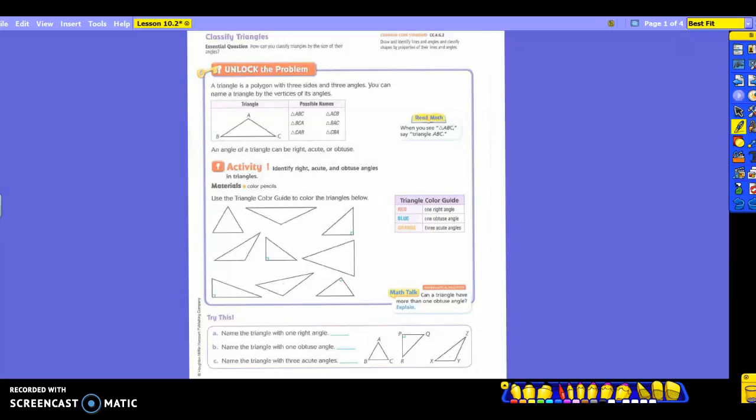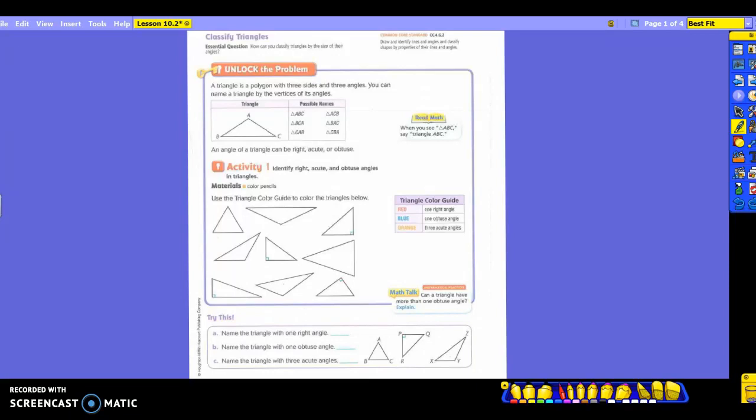Right, today we are going to classify some triangles. So let's take a look at some information it gives us at the top. We know a triangle is a polygon with 3 sides and 3 angles. You can name a triangle by the vertices of its angles.